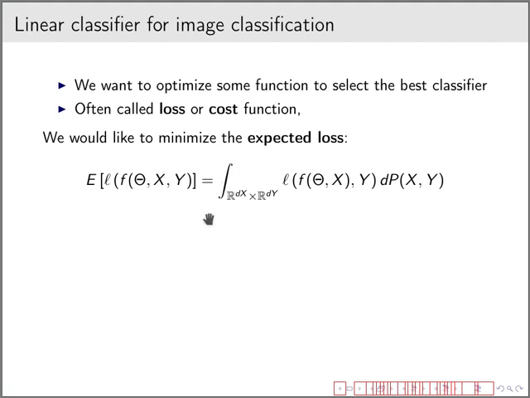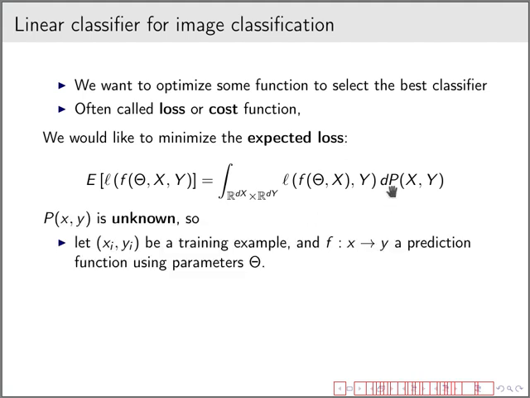This is basically an integral of R over, in this case, the dimension of X and Y, of the loss function itself. However, this probability, the probability of X and Y, we call that a joint probability distribution, is unknown. Why is the joint probability distribution unknown? Because we don't have access to all the examples. We cannot know that.